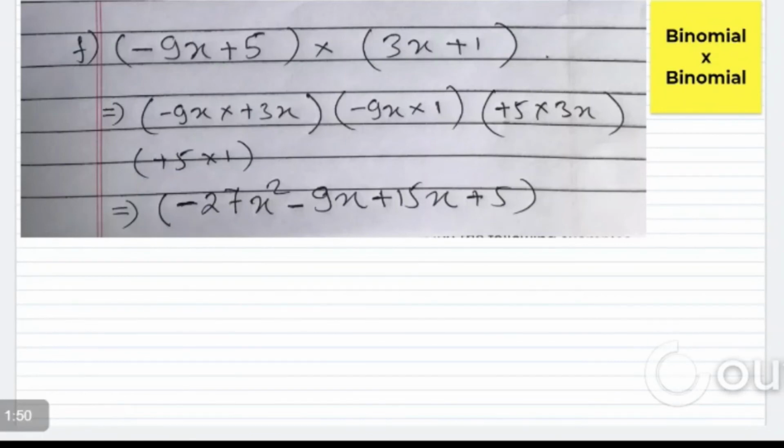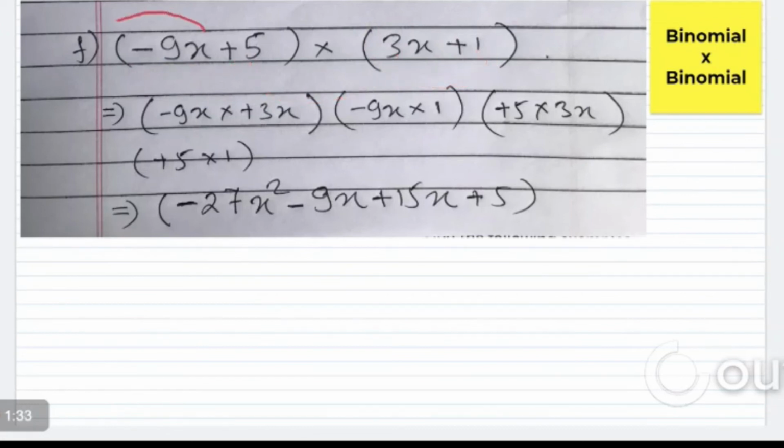Now again, coming to binomial with a binomial, this is interesting. See, here there are two terms given in one bracket. Here also two terms are given in one bracket. The logic is very simple. This first term has to be multiplied with both the terms. Then the second term has to be multiplied with both the terms.